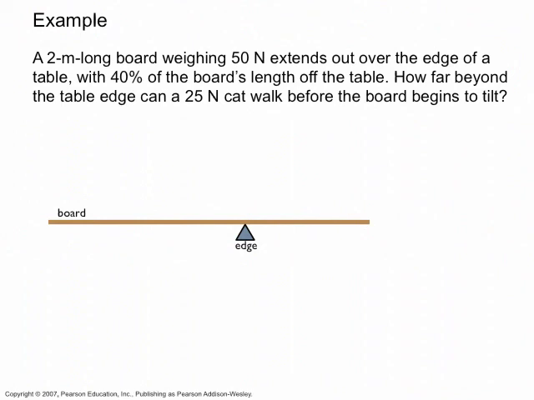How far beyond the table edge can a 25 newton cat walk before the board begins to tilt over the edge of the table? The weight of the cat and the weight of the board are two forces creating torques on this board. If the board is to remain balanced, the cat finds the farthest position, the greatest distance it can sit from the edge, to keep the balanced torques on the board to prevent the board from rotating.